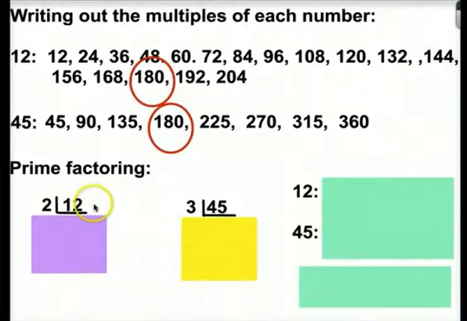Well, I'm going to prime factor 12, I'm going to prime factor 45. The first prime number that goes into 12 is 2. The first prime number that goes into 45 is 3. So I'm going to have you pause the video here and go ahead and prime factor these 2 numbers and then click back in.